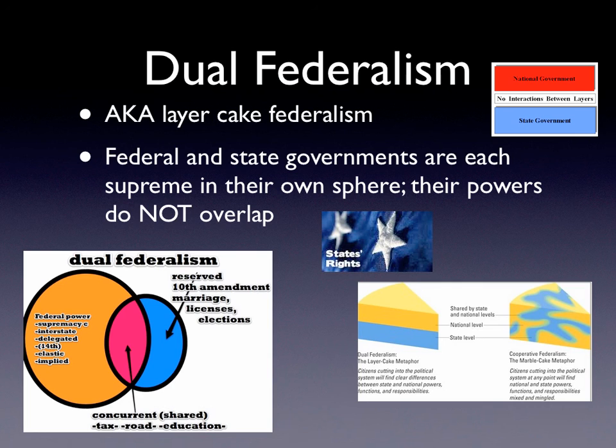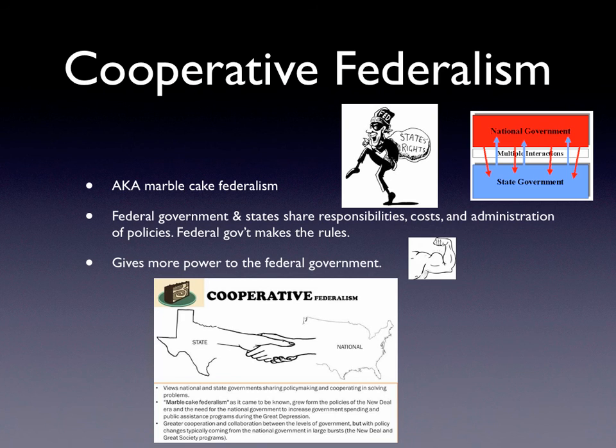We do not have dual federalism in this country. We haven't had it since at least the Great Depression. Some people would argue it even kind of went away as early as the Civil War, but this is kind of a past thing. We don't have dual federalism today. We have cooperative federalism. This is also known as marble cake federalism.